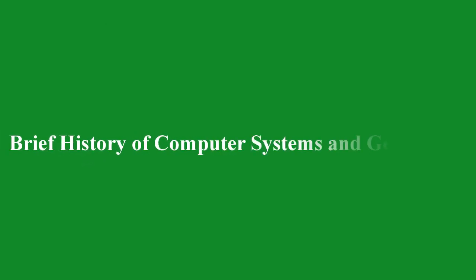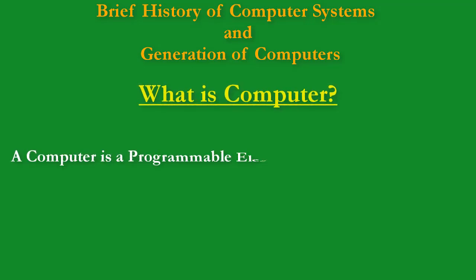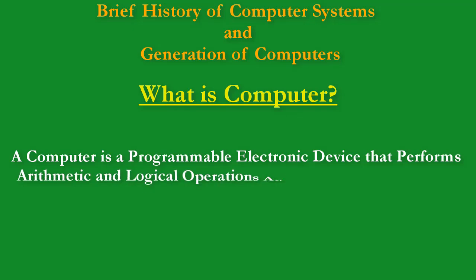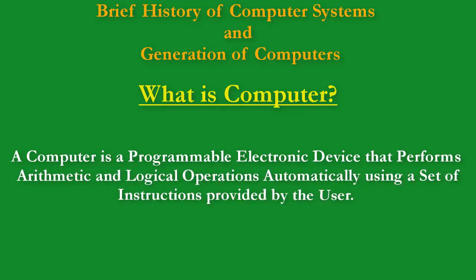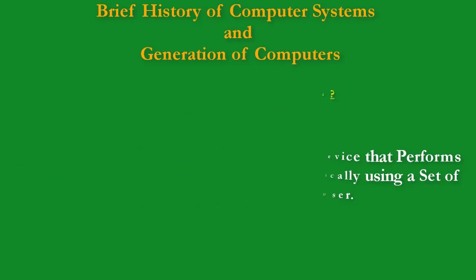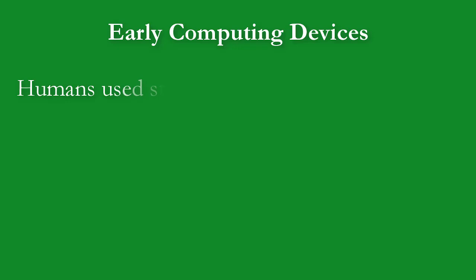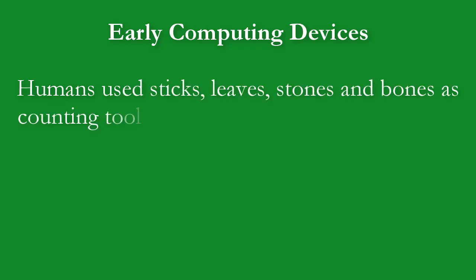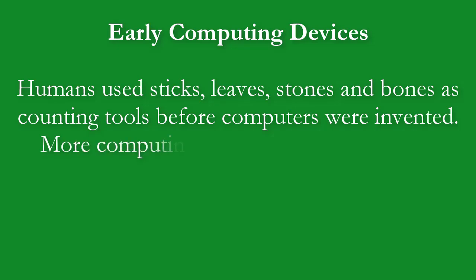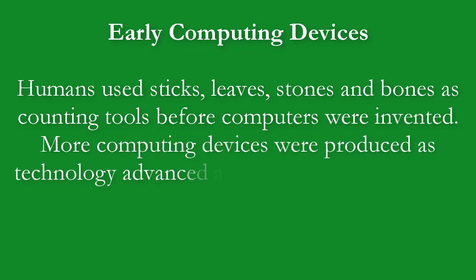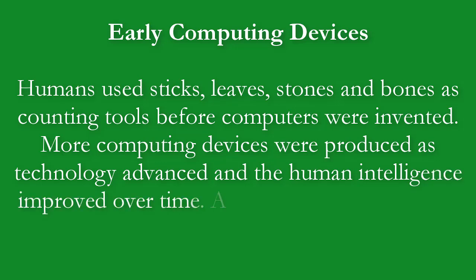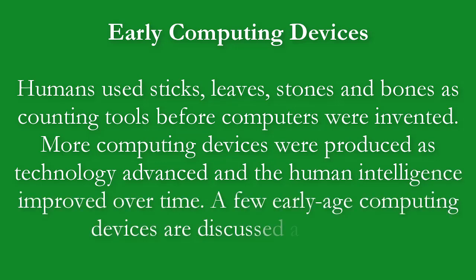A brief history of computer systems and generation. Computers. A computer is a programmable electronic device that performs arithmetic and logical operations automatically using a set of instructions provided by the user. When we study the aspects of computing and computers, it is important to know about the history of computers. Early computing devices. Humans used sticks, leaves, stones, and bones as counting tools before computers were invented. More computing devices were produced as technology advanced and the human intelligence improved over time. A few early-age computing devices are discussed as follows.